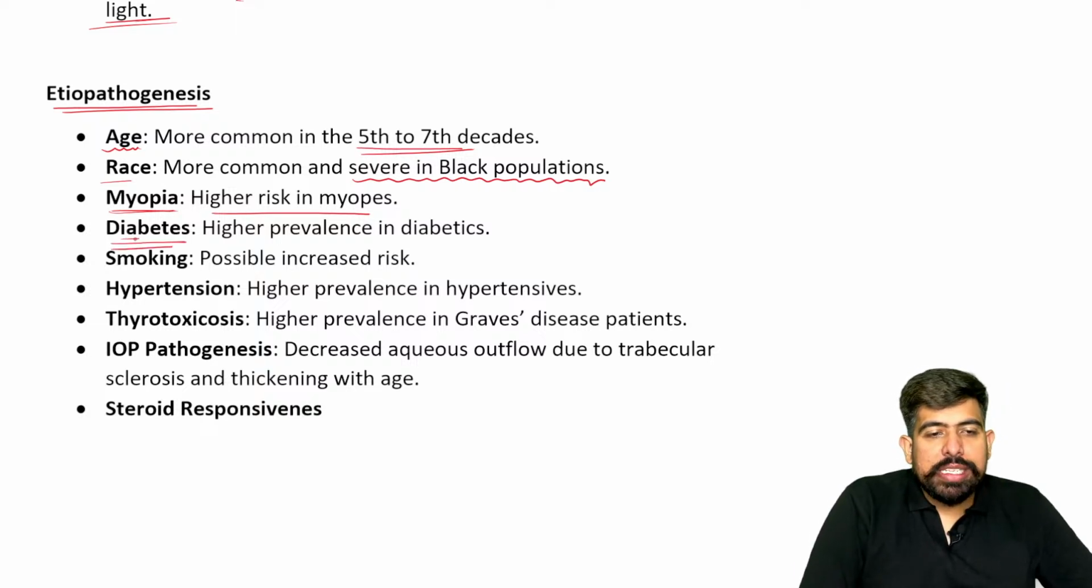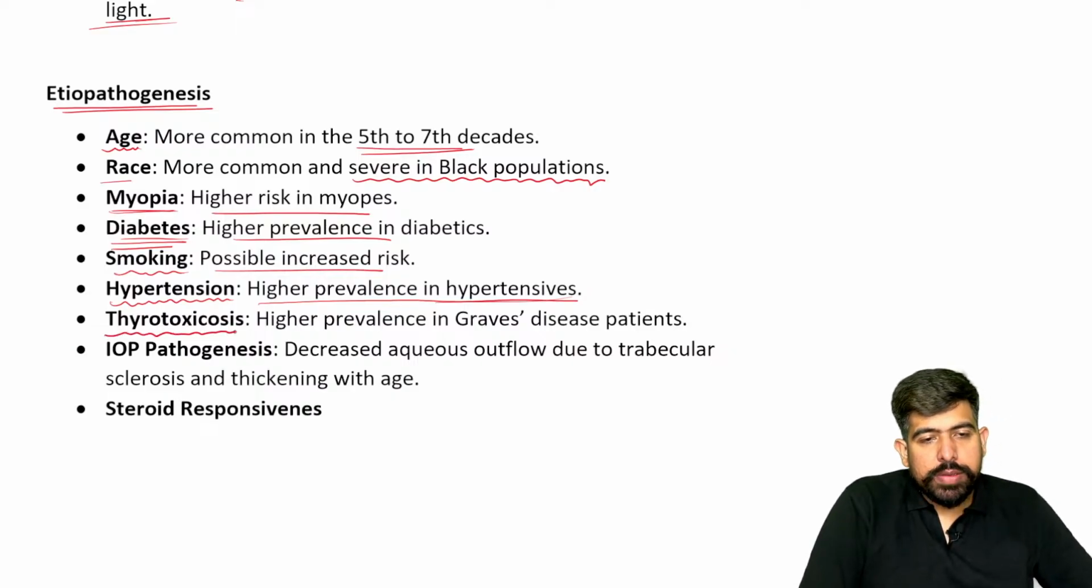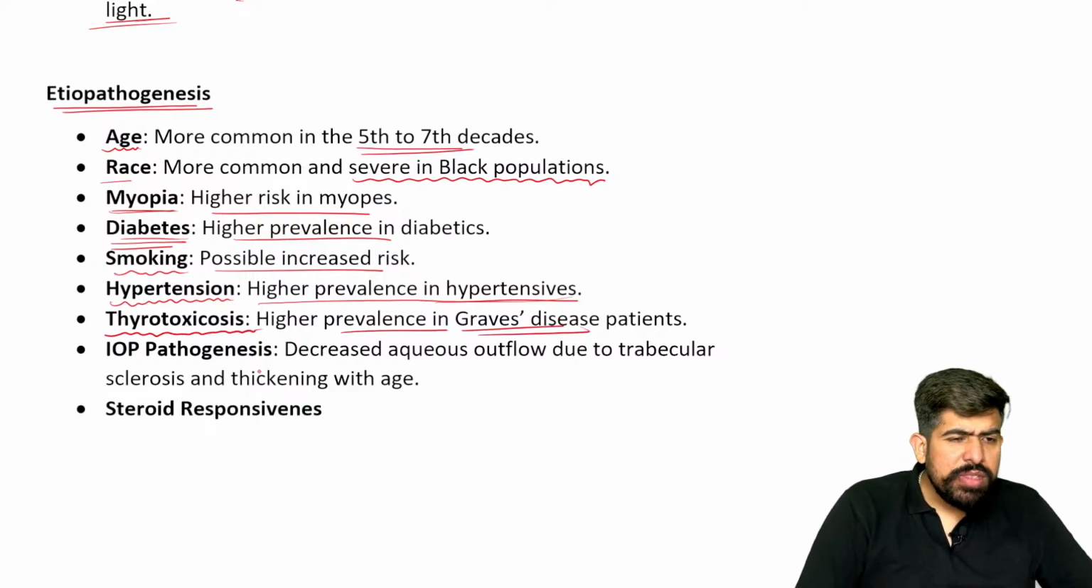Also, diabetes has a higher prevalence in open angle glaucoma. Smoking possibly increases the risk factor. Hypertension, guys, please remember hypertension. There is a higher prevalence in hypertensive patients. Also, thyrotoxicosis has a higher prevalence seen in Graves disease patients, right, as there is hyperthyroidism or thyrotoxicosis.